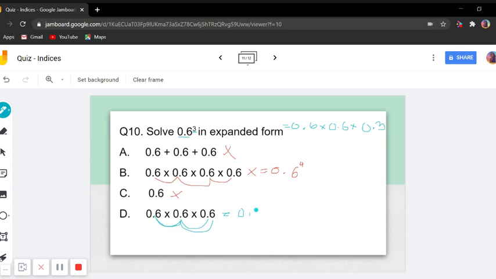So if you solve this in index form, it will become like this. Let's check this one, whether this one is correct with this one. Yes, this is the expanded form for 0.6 to the power of 3. So D is the correct answer. Alright. Yes, alright, that's the last question.